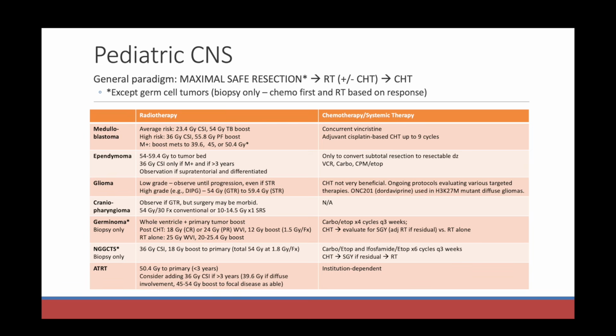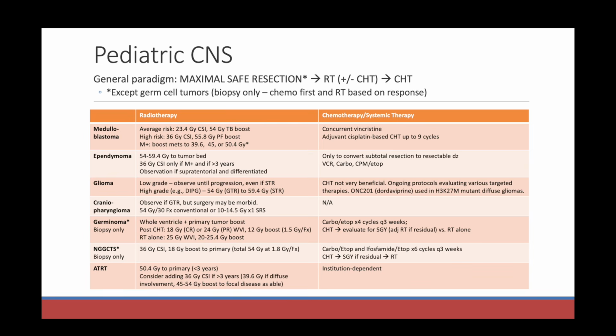And then we have the atypical teratoid rhabdoid tumors. So these are treated similarly to your medulloblastomas also, typically 50.4 gray to the primary, and we can consider adding CSI of 36 gray if they're over 3 years old.